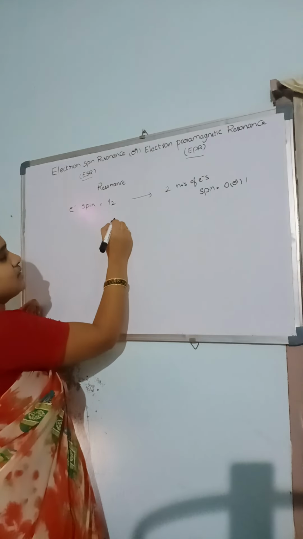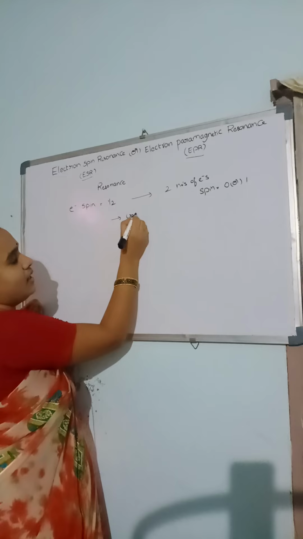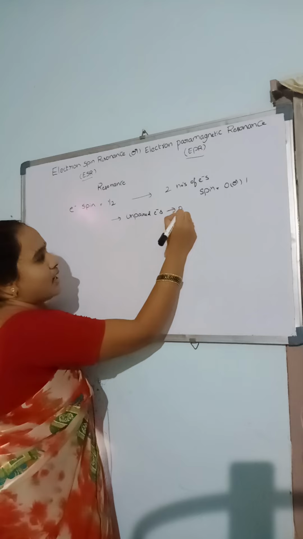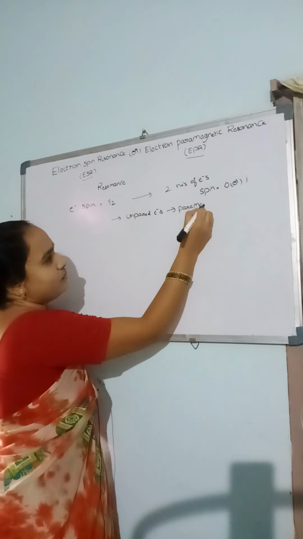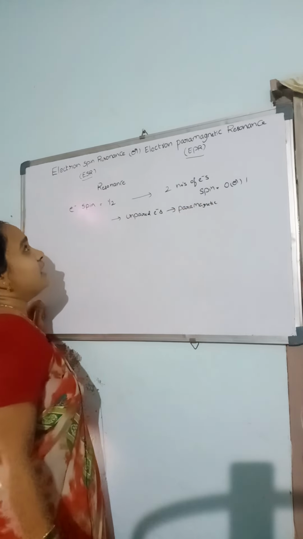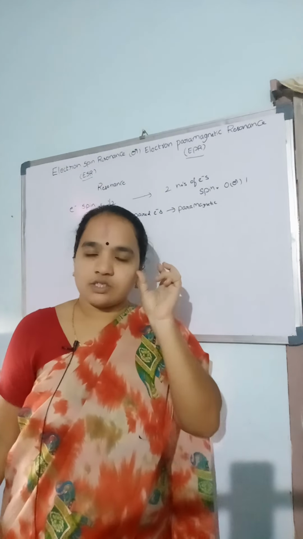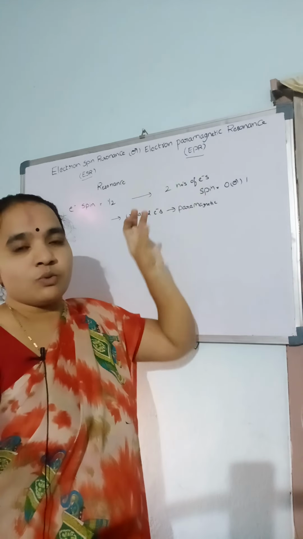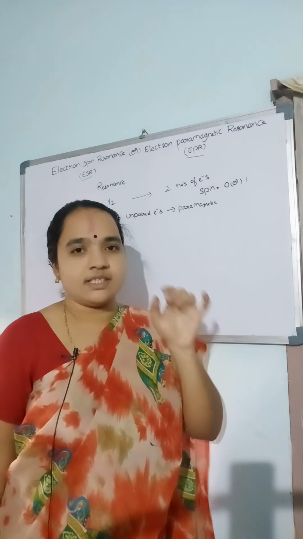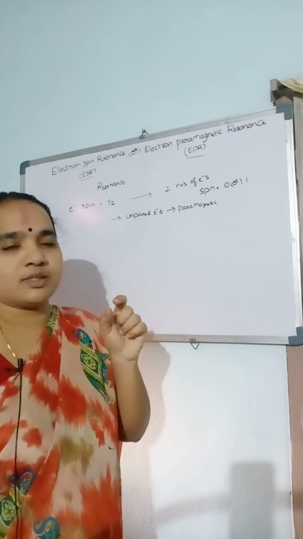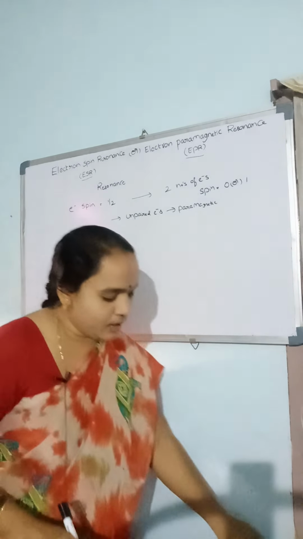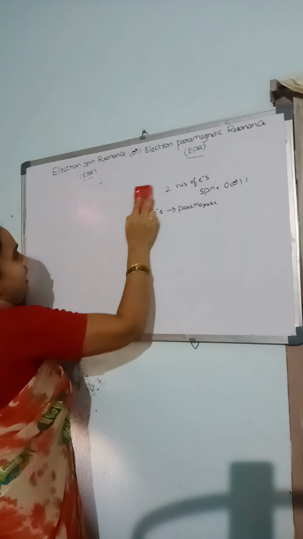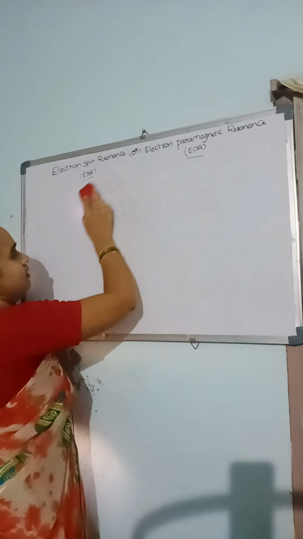The atoms which have unpaired electrons in the outermost orbit are called paramagnetic substances. That's why electron spin resonance is also known as electron paramagnetic resonance. Paramagnetic means only paramagnetic substances can exhibit electron spin resonance. So what is the main important phenomenon inside this electron spin resonance technique?